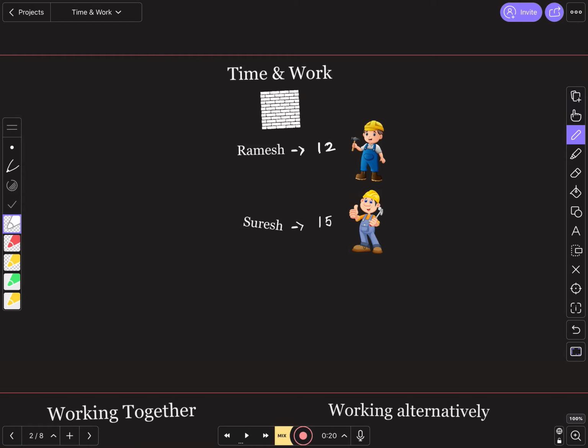Now let us consider a few more scenarios of Ramesh and Suresh working, and play with time and work as well, because then we'll be clear with most of the concepts related to time and work, and this one problem should make all your concepts clear. Okay, so let's start.